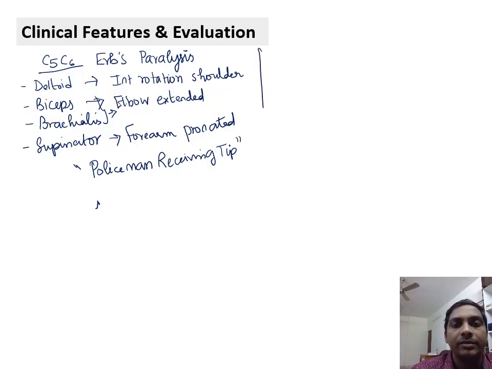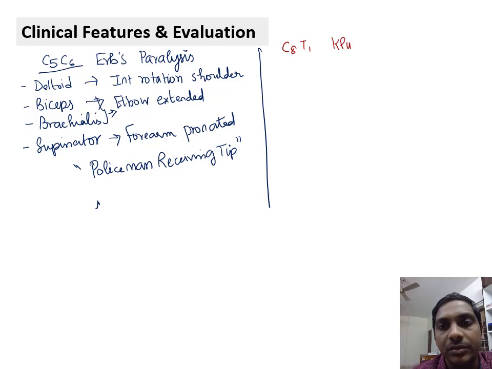What happens when the lower trunk gets injured? That is called C8 T1 injury, which is called Klumpke's paralysis. Since T1 is also involved, there is a high chance of the sympathetic trunk getting injured. When the sympathetic trunk gets injured, it causes Horner syndrome. You all must have heard about Horner syndrome.